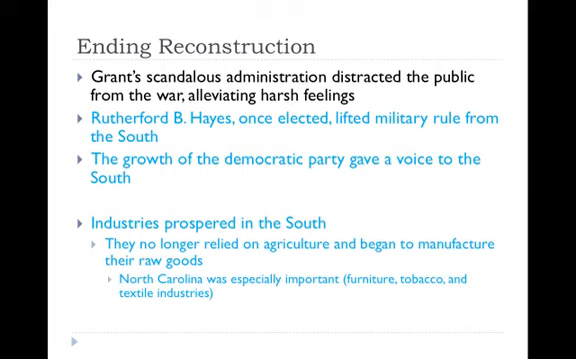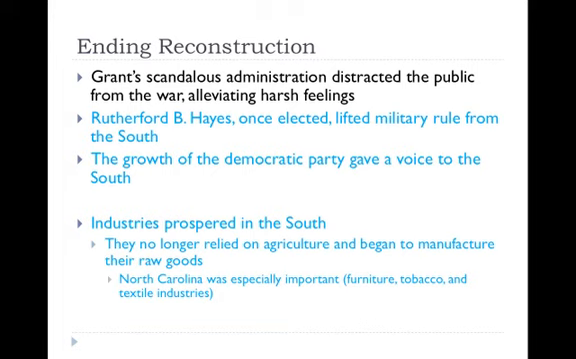When Rutherford B. Hayes was elected, he lifted the military rule from the South, so now they were in control of themselves without the Union being stationed there. There's also a growth of the Democratic Party, and it gave a voice to the South, so they felt like they had that back, which was a good thing because that's what they wanted to keep to begin with.